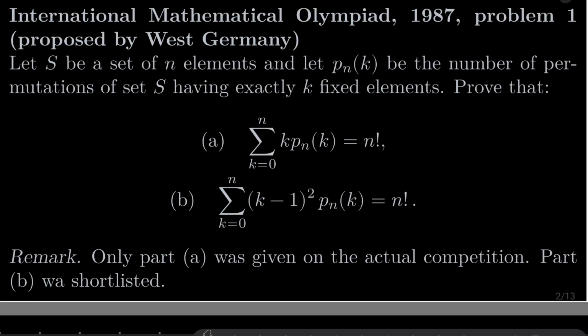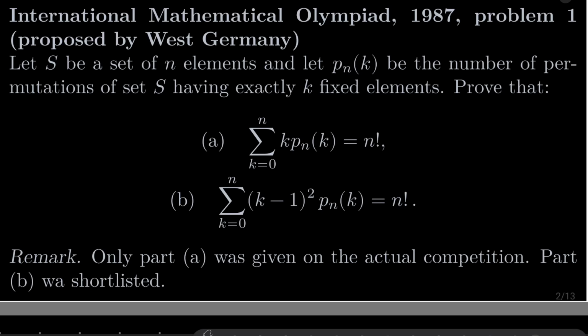Hello friends, in this video I'd like to solve the following problem from the International Mathematical Olympiad 1987, problem number 1, which was proposed by West Germany. Let S be a set of n elements and let Pn of k be the number of permutations of set S having exactly k fixed elements.